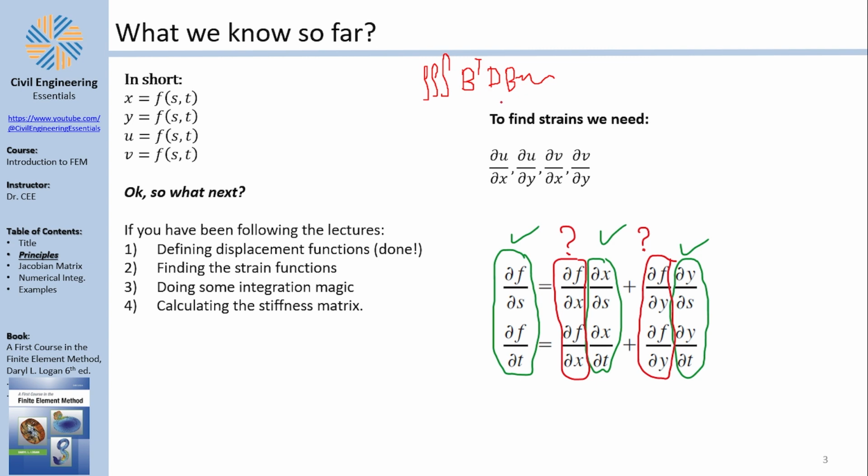But just to understand, one step in the formulation of the stiffness matrix is to find the strain matrix, which means I need to find the partial derivative of u with respect to x, the partial derivative of u with respect to y, and the partial derivatives of v with respect to x and with respect to y. Now, I explained before that we are going to use the chain rule, because I want to extract from the chain rule this partial x and partial y.